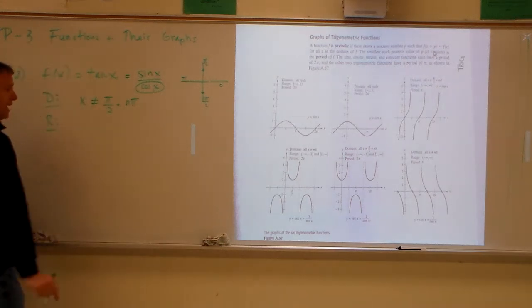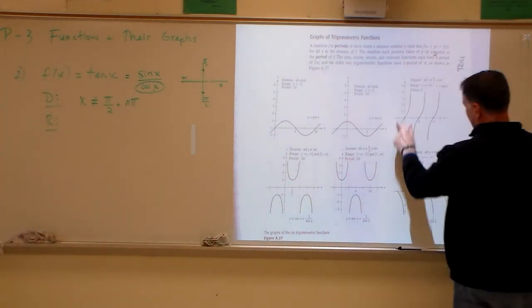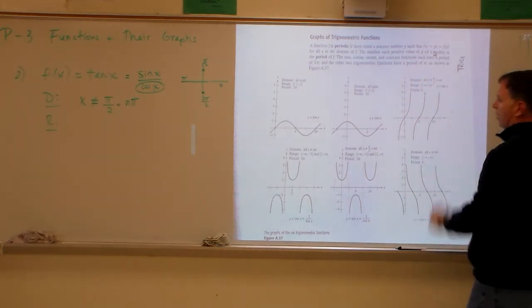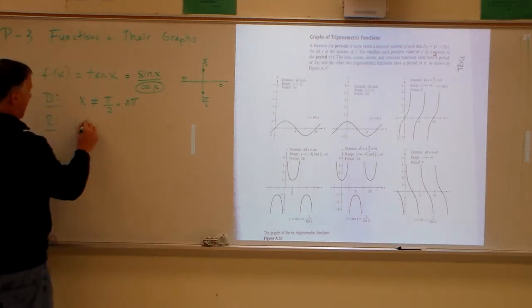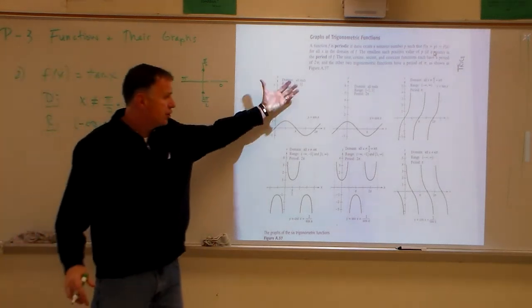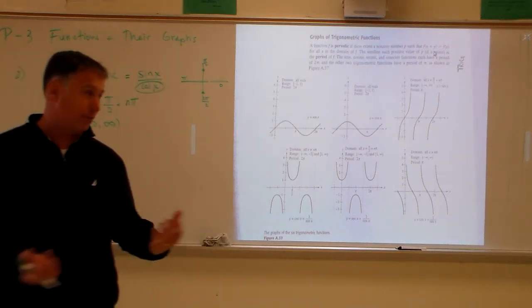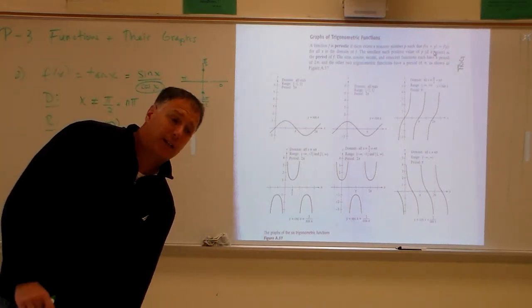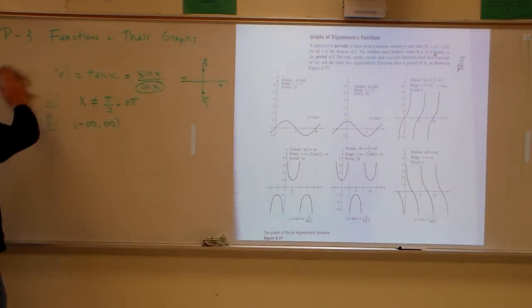Now for my range for tangent, if you look at the range, you can understand, you get everything here. These go up and down forever, so it's going to cover all your x's and y's. So your range, we would say negative infinity to infinity. But that's how you use this sheet. It's going to come in handy for you. Keep it in the binder, maybe in the front part of your binder so you can get to it, because there are many times when you need it. So that's part 2.